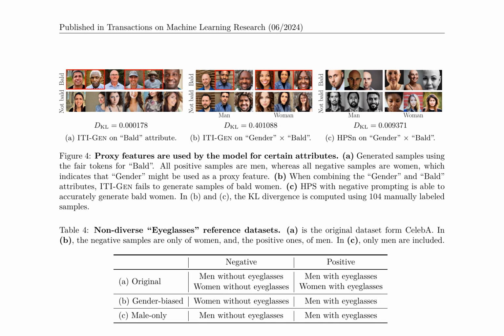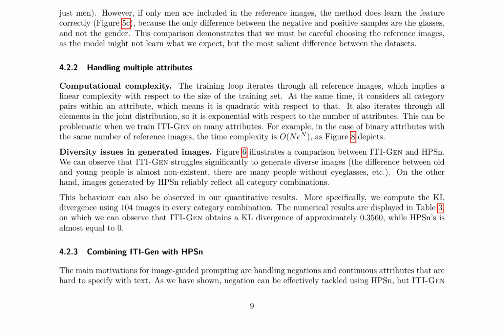Here is a combined summary of the 4 pages. Proxy features in image generation models, such as ITI-GEN and HPSN, can lead to unintended consequences, where models learn to generate images based on attributes other than the intended ones. For instance, ITI-GEN uses gender as a proxy feature when generating images for the bald attribute, resulting in biased outputs. This issue is resolved by using HPSN with negative prompting, which accurately generates bald women.